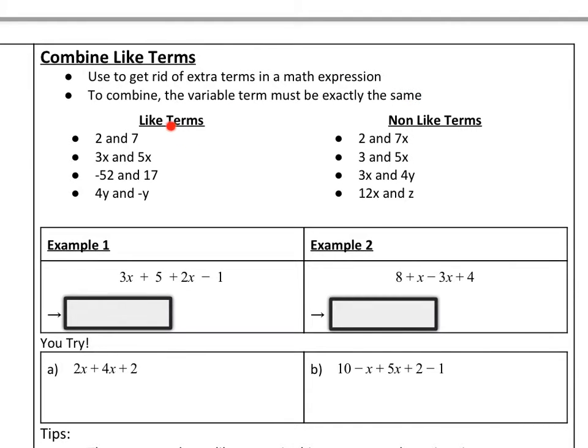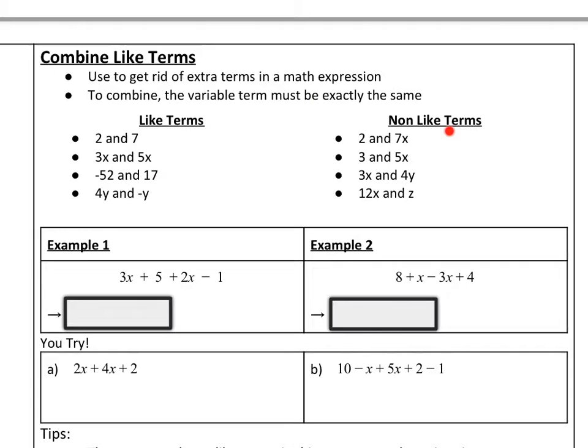Let's look at some like terms here. 2 and 7, those are like terms. 3x and 5x both have 1x in them. Those are like terms. Negative 52 and 17, there's no variable term there, like terms. 4y and negative y both have a y as their variable term, so those are like terms.